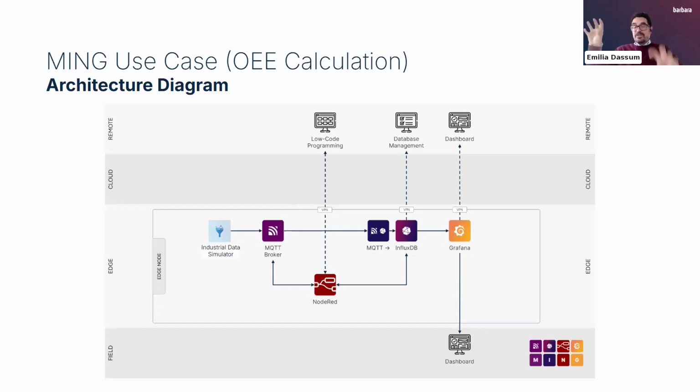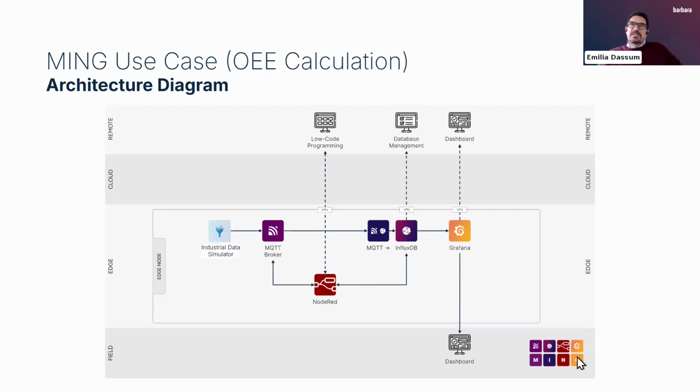But now we need more pieces in our microservices architecture. Remember, we have the MQTT broker, which is always the communication backbone for everything. Then we have the Industrial Data Simulator. Then we have Node-RED, which is getting the data from the CNC and publishing back the OEE. Then we have InfluxDB to store the data, and finally Grafana to visualize the dashboard with all the calculations.